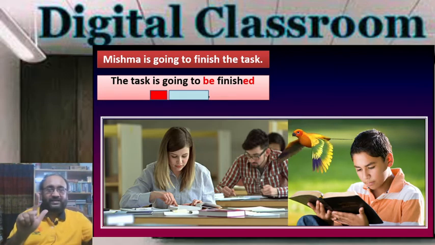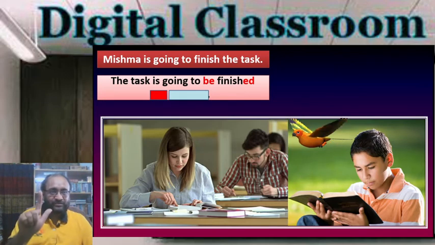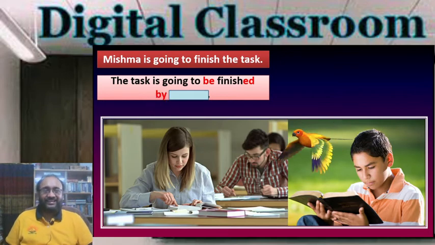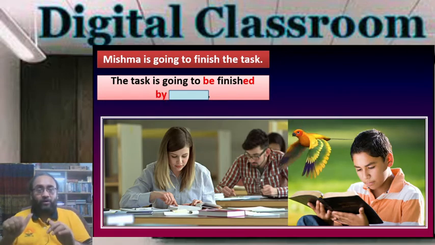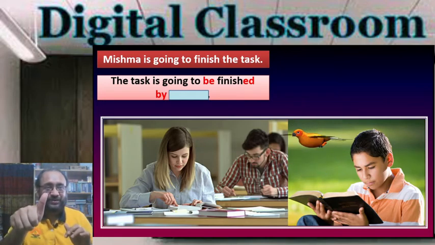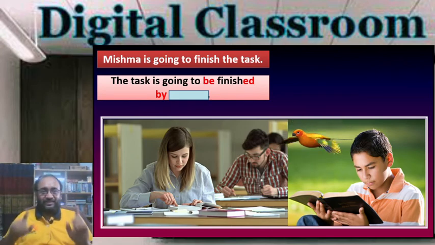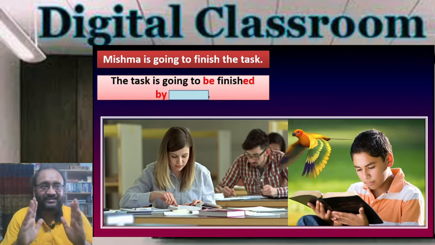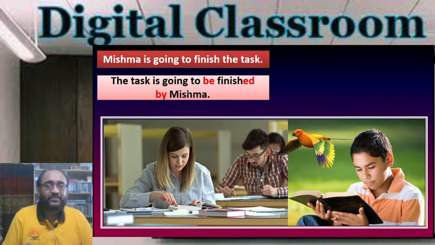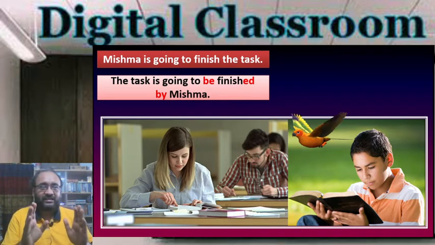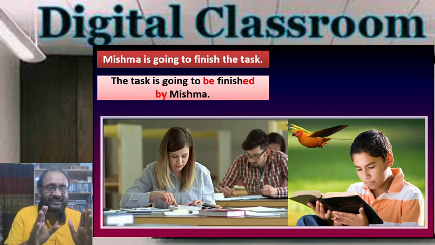And there is no extra word, so you can use number 4. What is number 4? Very good. Number 4 is by. Right. And now number 5, last one. What is it? Last one is subject will be object. What is the subject? Very good. Mishma. So you have to write by Mishma. So what will be? The task is going to be finished by Mishma.